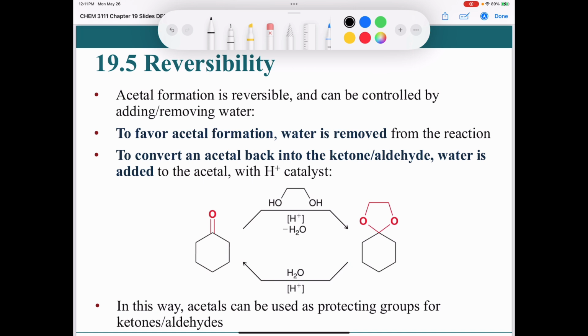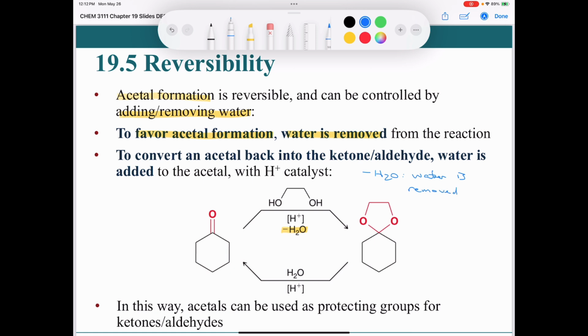Well, I told you that the water that is formed as a product in the second step of the reaction was going to be key to pushing the reaction forward. So check it out. The way that we control acetal formation is by adding or removing water. Remember, when you form the acetal, water is a product. And so if you can remove the water from the reaction mixture, that's going to favor the formation of the acetal. So when we want the reaction to go forward, oftentimes we will write minus H2O. What that means, the negative H2O, is that water is removed.